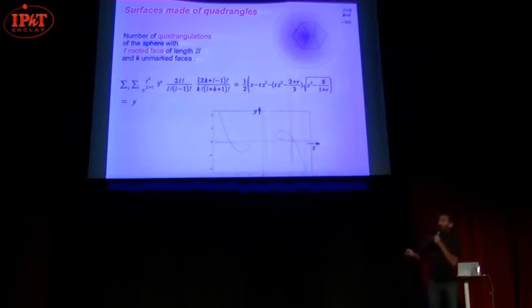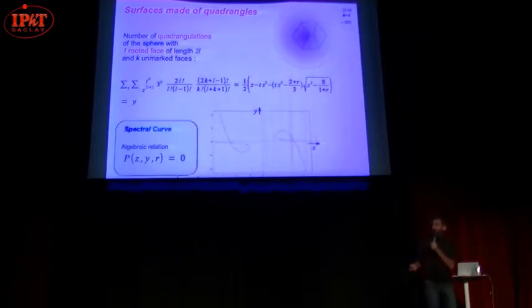You can plot this function as a function of z at fixed t, and this is what you get. Let's call this y. You plot y as a function of z at fixed t. It looks like that. It's a multi-valued function. And of course, as I said, it's algebraic. There is an algebraic relationship between z, y, and r, where it's a polynomial. We shall call it a spectral curve.